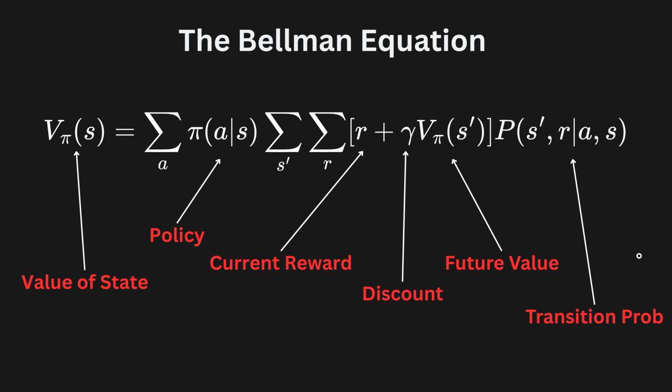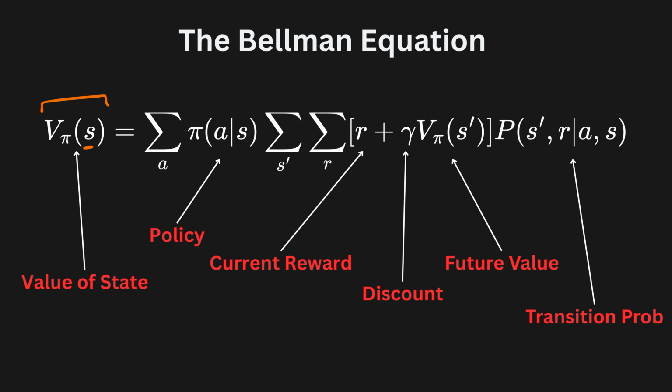And so if you remember, all the pieces of this equation: what we want is the value function, which is the future discounted reward I can expect to get given that I'm at some state S. That was the key idea. That's what we're trying to solve for.